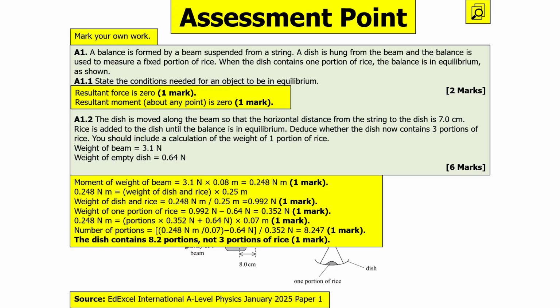So the weight of one portion of rice by itself is 0.992 minus the weight of the empty dish, 0.64, which is 0.352 newtons. We know that moments on either side must balance. So 0.248 equals the number of portions times 0.352 plus 0.64, the weight of the dish, times 0.07. So we work it all through, and we get our value to be 8.2. So the dish contains 8.2 portions of rice, not 3 portions of rice.